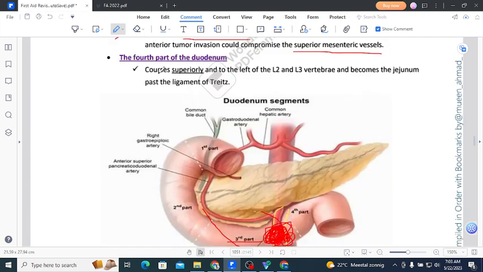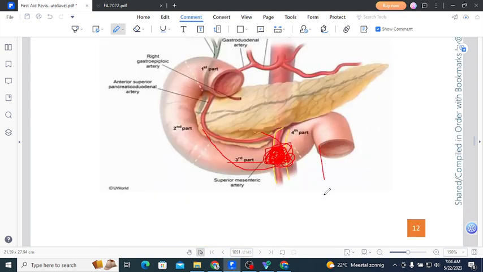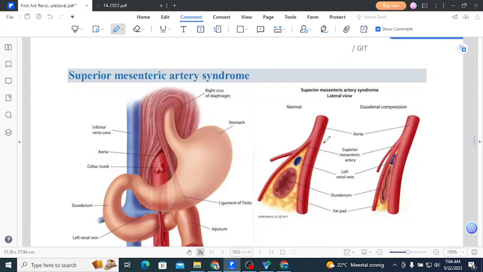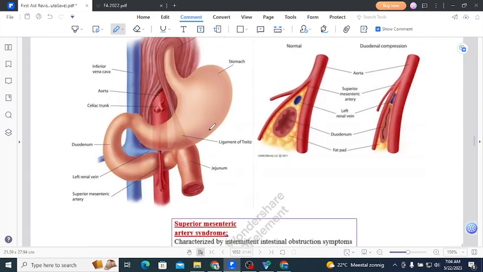The fourth part of the duodenum courses superiorly and to the left of the L2 and L3 vertebra and becomes jejunum past the ligament of Treitz. Suppose that it is the jejunum down here, and there is the fourth part. This flexure, this sharp demarcation between the fourth part and the jejunum, there is a ligament that is called the ligament of Treitz, and this is demarcating the end of the duodenum and the beginning of jejunum. Then we have these structures like that.